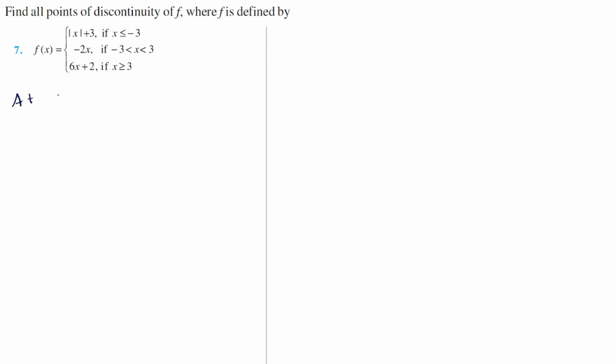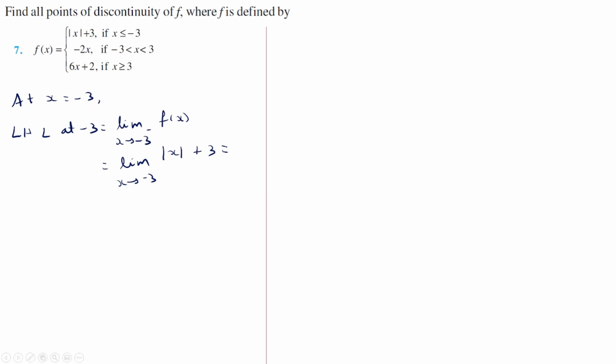So first let us take x equal to minus 3. Now the left hand limit at minus 3 is equal to limit x tends to minus 3 minus f of x. This is equal to limit x tends to minus 3 of mod x plus 3. Now here if we substitute x as minus 3, we get 3 plus 3, which is 6.